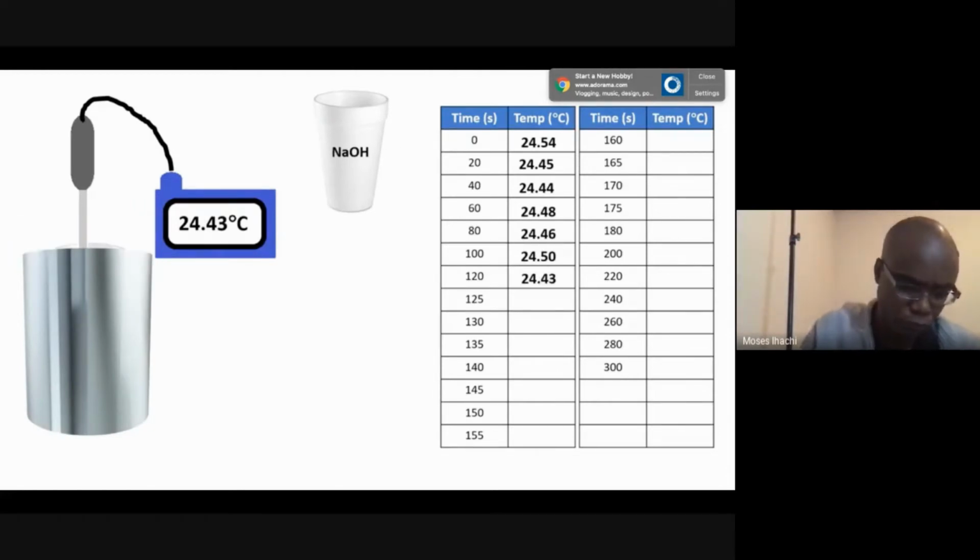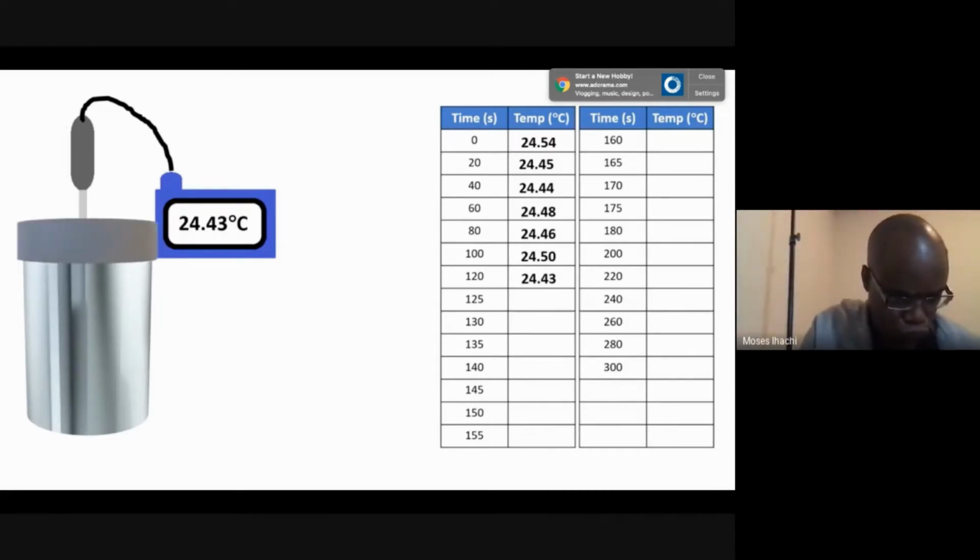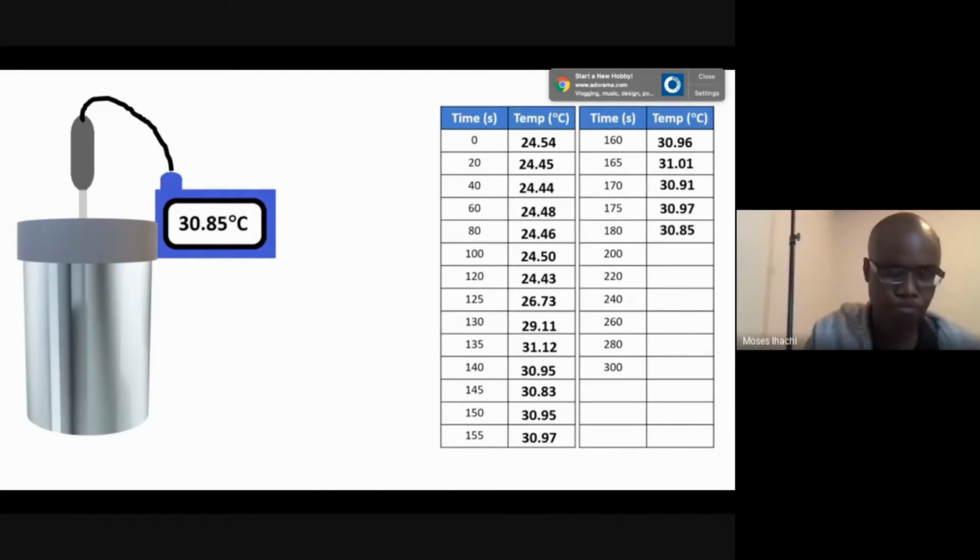At this point, we quickly remove the lid, take the sodium hydroxide solution, and dump it into the hydrochloric acid solution. Put the lid back on the container and get our time at 125 seconds. You can see the temperatures are starting to increase rapidly, and we read at 130, 135, 140, 145, and we just continue taking our temperatures until we reach about 300 seconds. At 170 seconds, we've reached 30.91, and you see the temperatures are relatively stable between 30 and 31 degrees. And we just let this finish out until we reach that final temperature and time that we might be measuring.